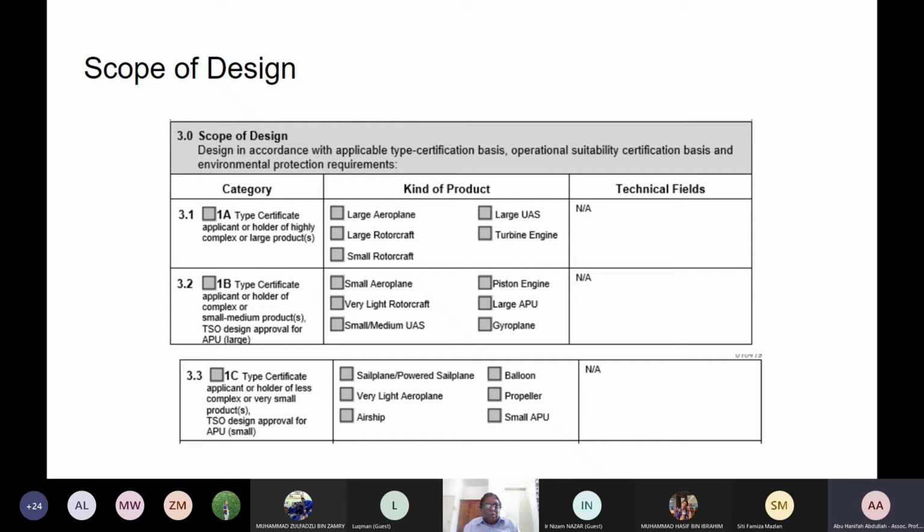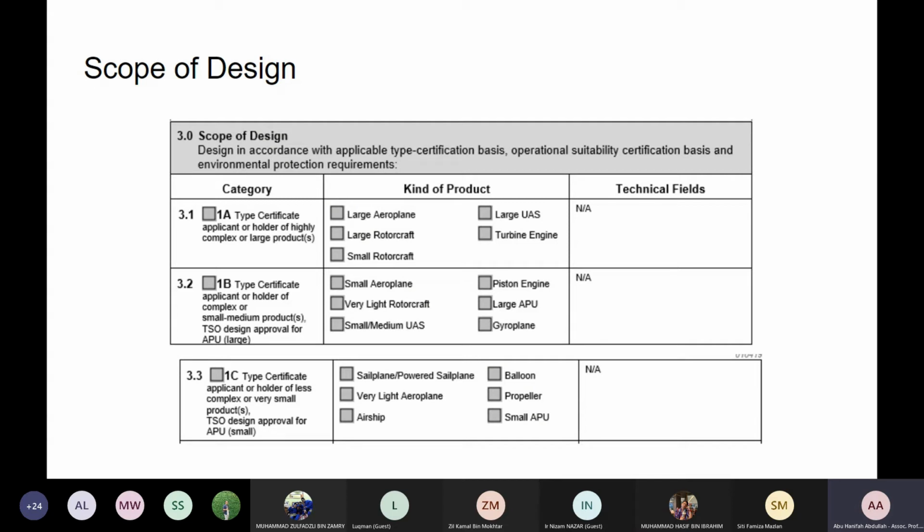And 1B, type certificate for small aeroplane, very light rotorcraft, small, medium unmanned aircraft system, piston engine, large APU, and gyroplane. So for B, you may apply for something like Scan Eagle. If you want to apply for the TC for something like the US drone Scan Eagle, that could be under the small and medium unmanned aircraft system.